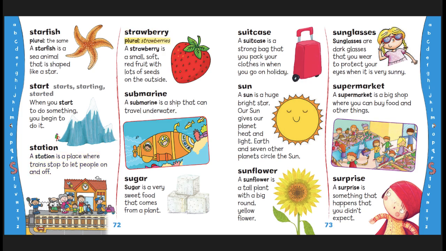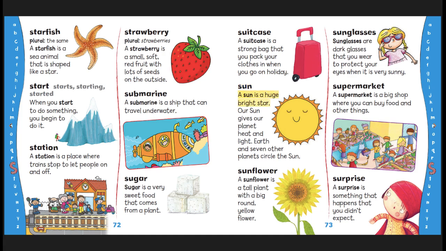Strawberry. Plural, strawberries. A strawberry is a small, soft red fruit with lots of seeds on the outside. Submarine. A submarine is a ship that can travel underwater. Sugar. Sugar is a very sweet food that comes from a plant. Suitcase. A suitcase is a strong bag that you pack your clothes in when you go on holiday.